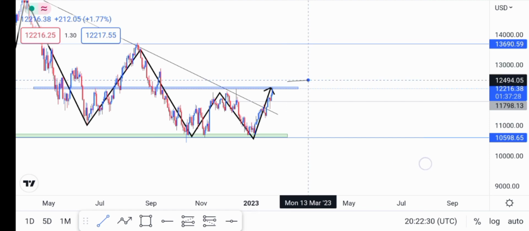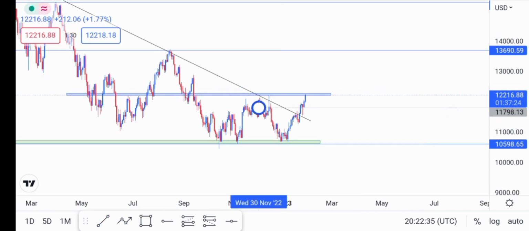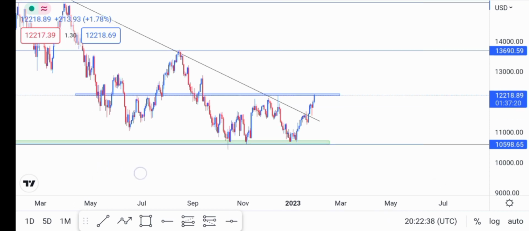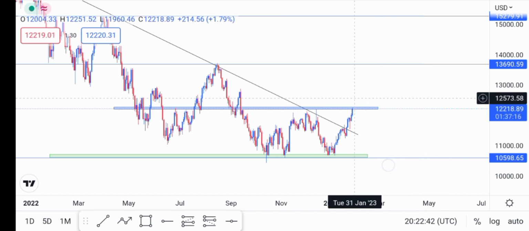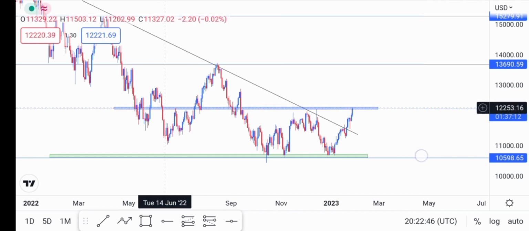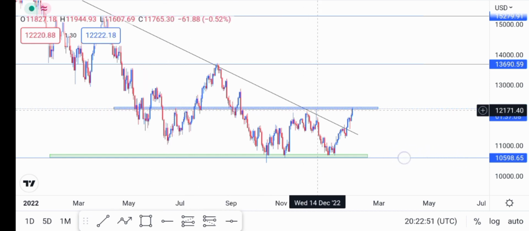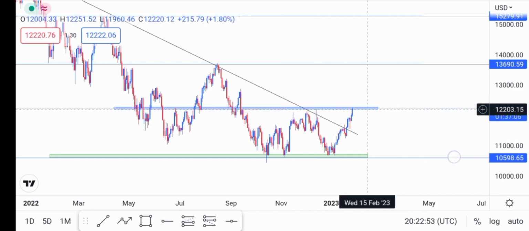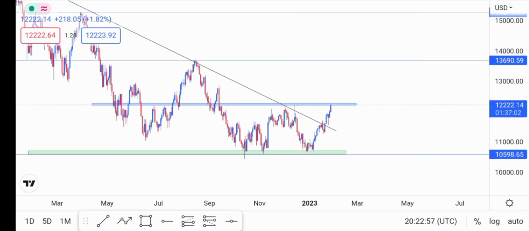So I will just, sorry, let me remove this so you can have a clear understanding. And let me remove this. So this is what you have, right? So as you can see, I've marked out this level as it is well respected as well. It has been respected here, here, here, over here again. So what could this mean? Are we going to the lower side or to the upper side? So let me think.